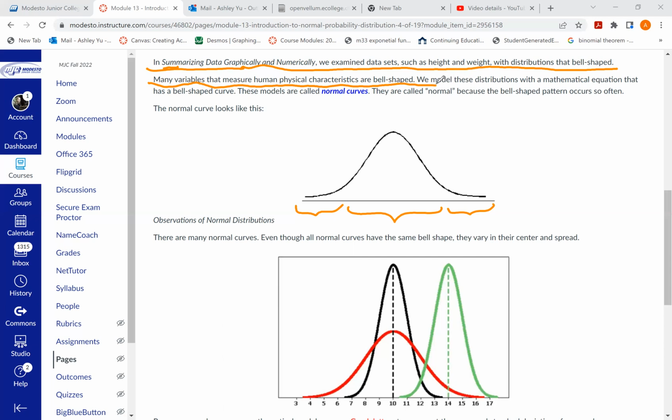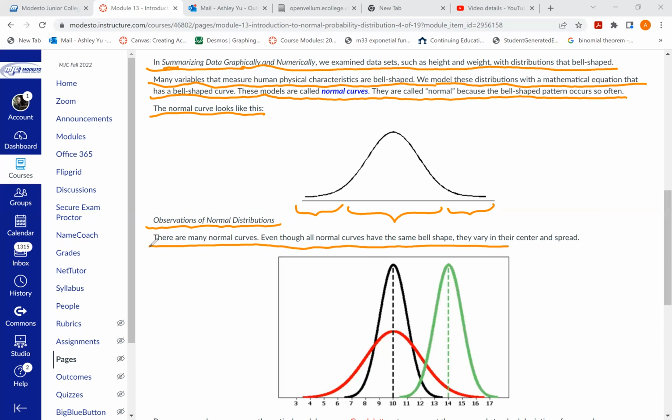It might not be perfect. We model these distributions with a mathematical equation that has a bell-shaped curve. These models are called normal curves. They are called normal because the bell-shaped pattern occurs so often. The normal curve looks like this. So let's make observations of normal distributions. There are many normal curves. Even though all normal curves have the same bell shape, they vary in their center and spread.